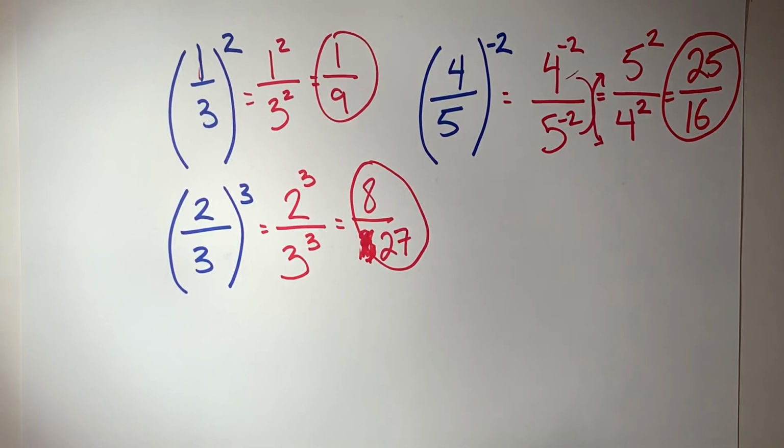our answer is 25/16. Now there's a lot to take in this video, but the goal was to keep things short and simple. So good luck with Unit 1, Day 1 on 0 and negative exponents.